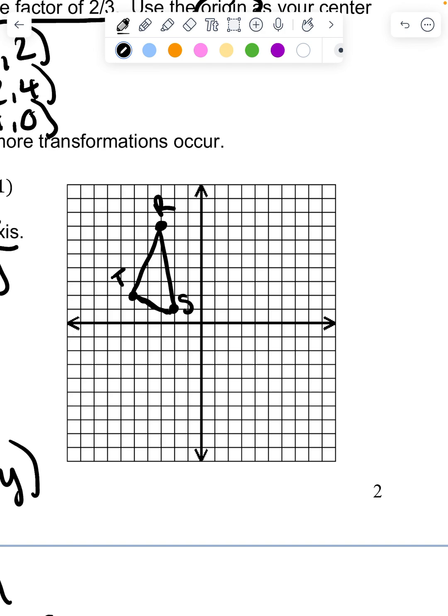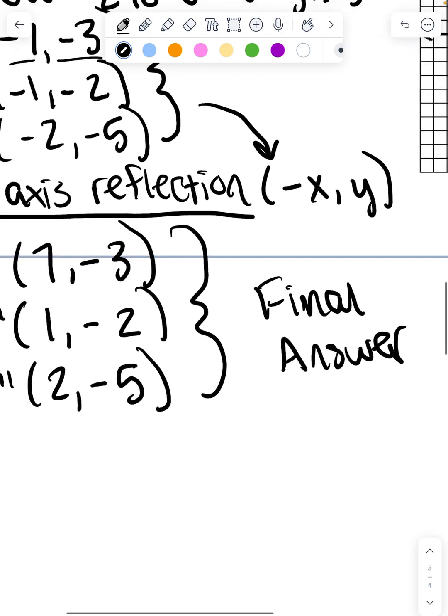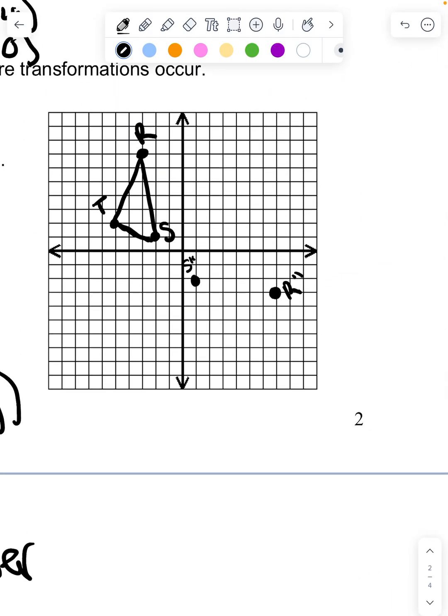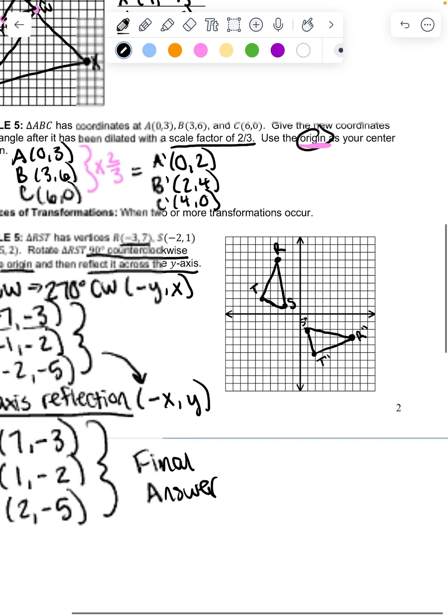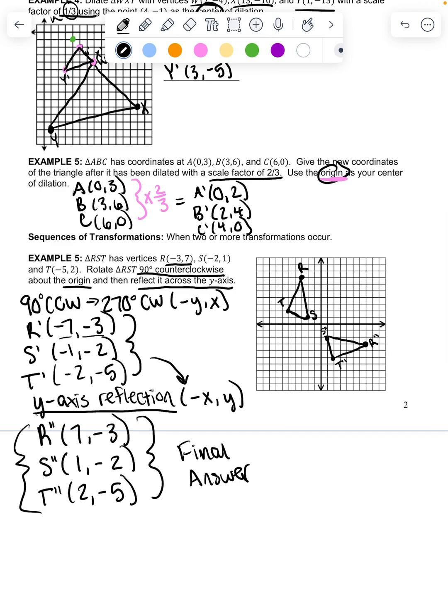Okay, and then R double prime is at 7, -3. So there's R double prime. S double prime is at 1, -2. And then T double prime, what did we say there? 2, -5. So there's T double prime. All right, so all we did on that one was apply 2 different transformations.